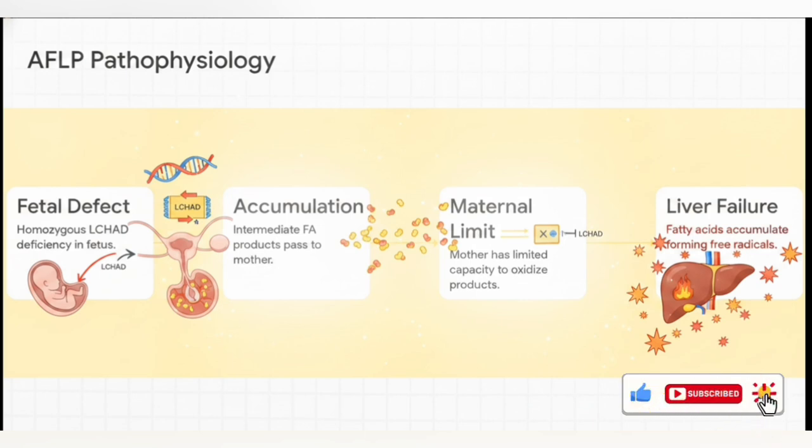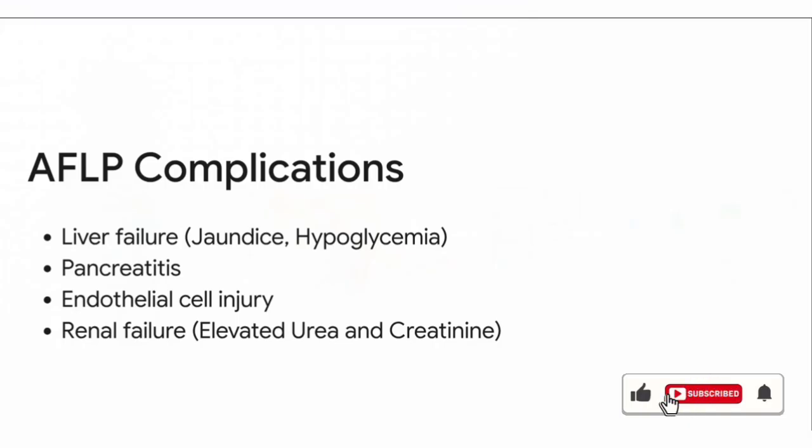Step 3. The mother happens to be heterozygous for this LCHAD deficiency. Normally, she's perfectly fine, but now, she is facing a massive load of fetal fatty acid intermediates, and her capacity to oxidize them is severely limited. Step 4. The end result is a massive accumulation of fatty acids in the maternal liver, causing severe free radical damage. And this fatty acid accumulation and free radical damage, it doesn't just stay in the liver. Yes, for sure you get severe liver failure with deranged enzymes, profound hypoglycemia, increased ammonia levels, and a very high risk of DIC. But look at the systemic hit.